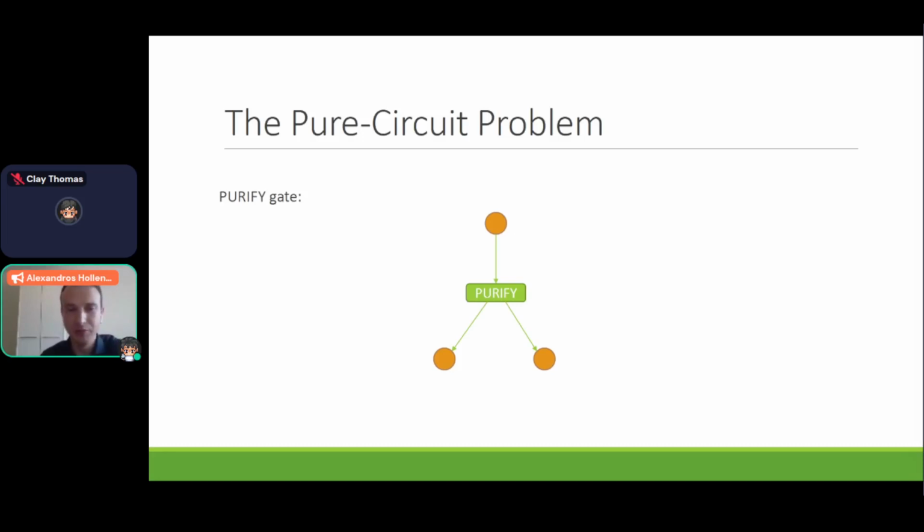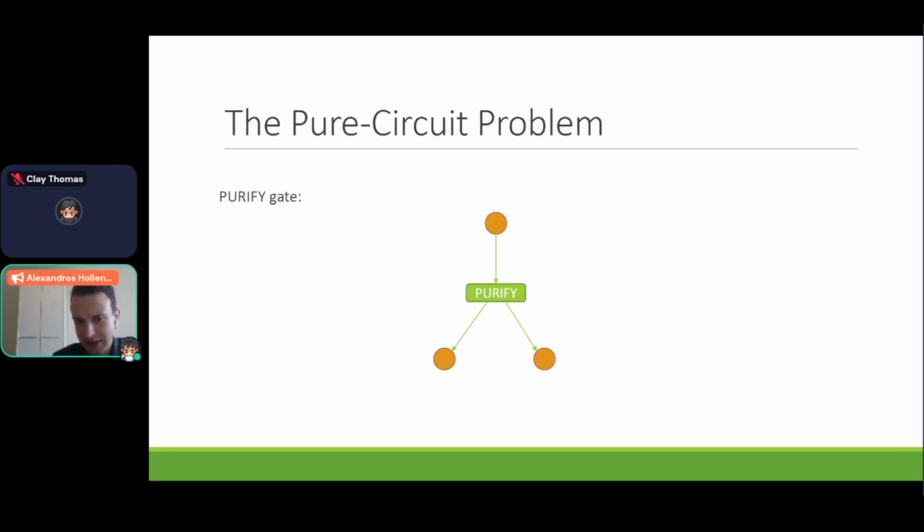Okay, let's move on to the last gate I want to talk about, which is this weird new PURIFY-gate. So what does this gate do? This gate has one input and two outputs. That's already a little bit weird. One input, two outputs.